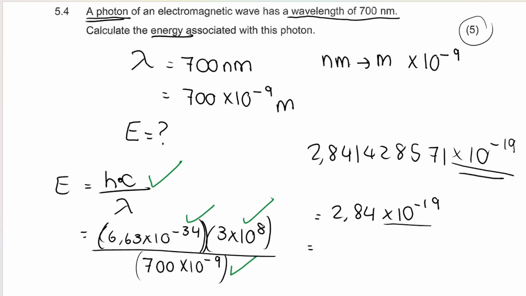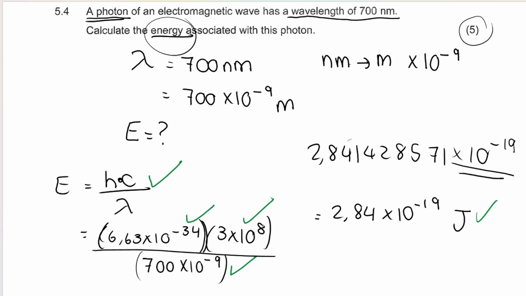You absolutely need to include that part in your answer, and you can round off to at least 2 decimal places. So if you wanted to write this whole thing, you absolutely could, but I just rounded it off to 2 decimal places, which is why I said 2,84 times 10 to the negative 19. We worked out energy, which means my unit is joules, J. Without the unit, you cannot get an answer mark. So that's one way to get to the answer.